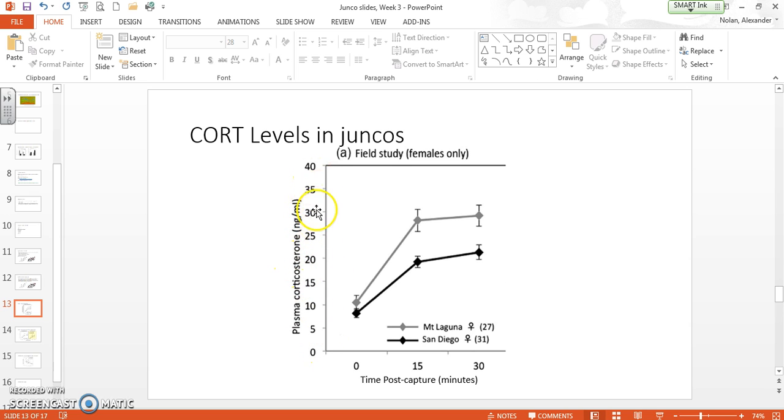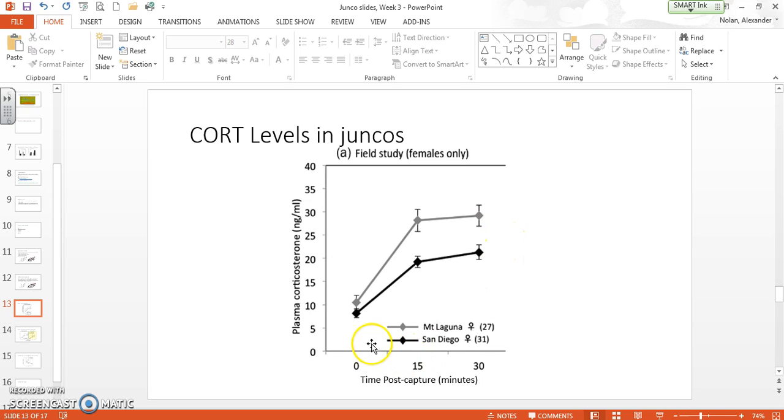So we see that this is the concentration of corticosterone, which we can call CORT for short, on the left. Down here is how long after they captured the bird. So right when they captured the bird, they took a blood sample, and then 15 minutes later, they still have the bird in captivity. They take another blood sample, and then a half hour after they first caught it, they go ahead and they take another blood sample, and they measure the corticosterone.